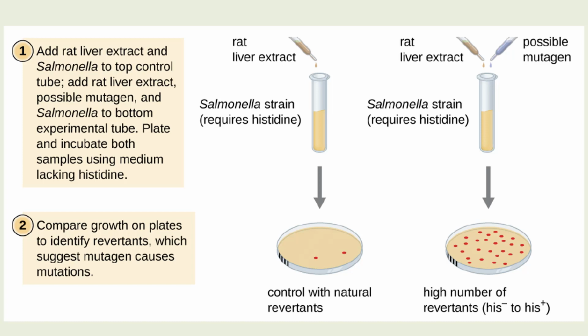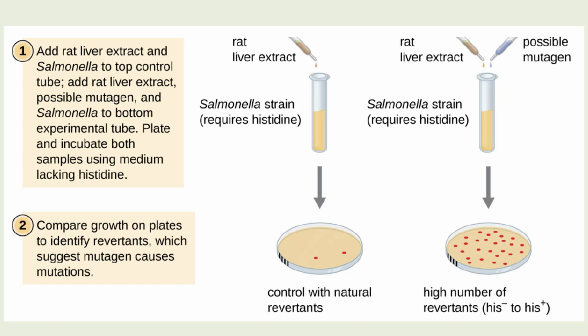Now rat liver extract is used because when chemicals filter through the livers of our bodies, if the chemical is not mutagenic, then it might be after it goes to the liver. So there are some reactions within the liver that can convert substances into potential mutagens. So we're going to add these rat liver extracts to both tubes in order to increase the chances that if these chemicals are mutagenic, we will see it. In the test reaction, we're going to add our potential mutagen. In this case, it's this blue colored solution. Notice that that is not present in the control tube.